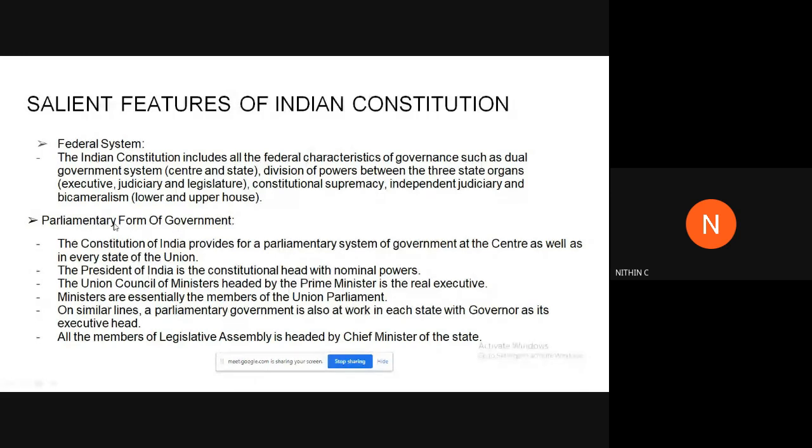Then another point is the parliamentary form of government. That is, we have a parliament at the union with the president as the constitutional head. The parliament will be headed by the prime minister. Similarly, we have a parliamentary government at the state also, which is called the legislative assembly, where the governor is the nominal head, and the real head will be the chief minister of the state.